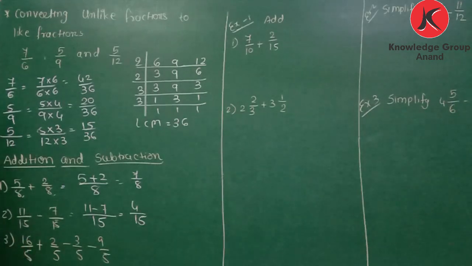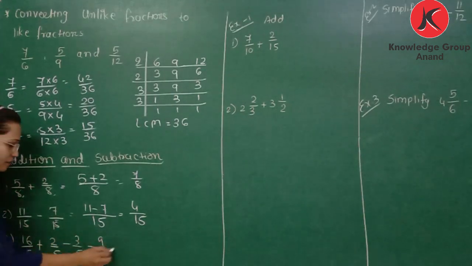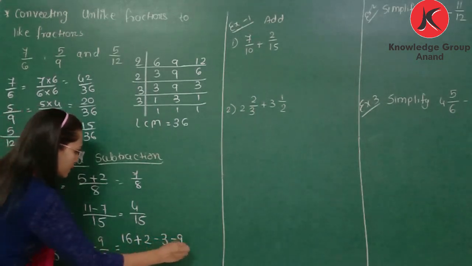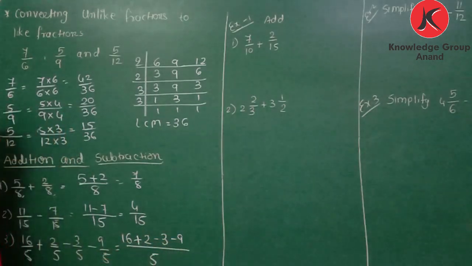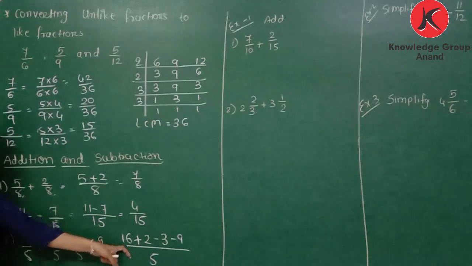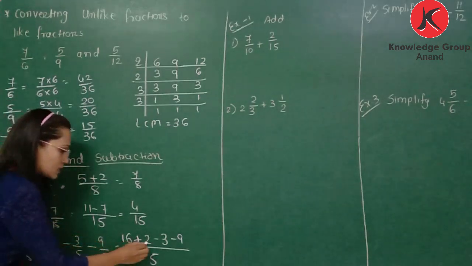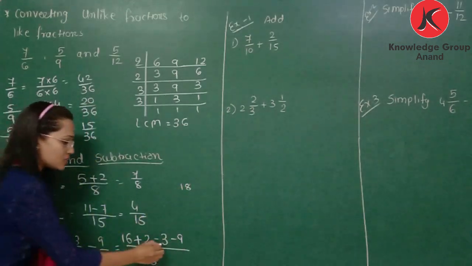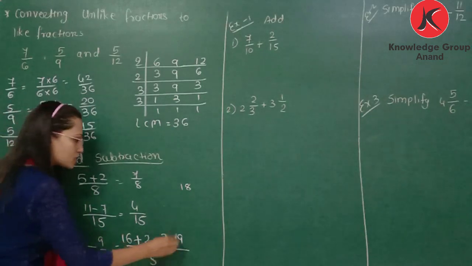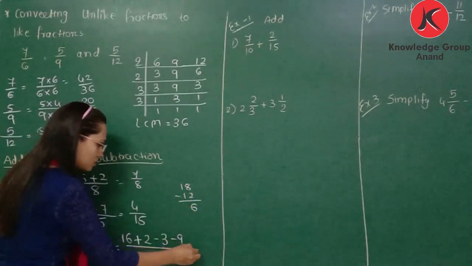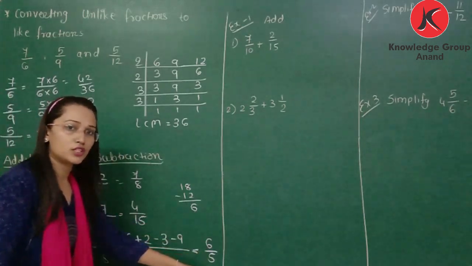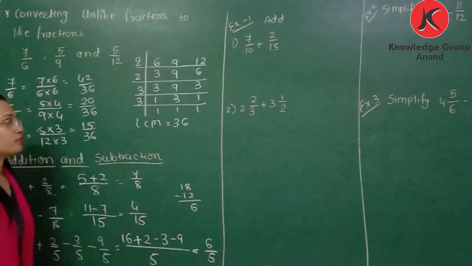Then this kind of example can also be given, that is 16 by 5 plus 2 by 5 minus 3 by 5 minus 9 by 5. So here you can write 16 plus 2 minus 3 minus 9, divided by 5. As we learned in integers, here you need to do 16 plus 2, that is 18, and minus 3 minus 9, addition of these two numbers, so it is minus 12, so the answer is 6. So 6 by 5 will be the answer. You can convert this into a mixed fraction by dividing 6 by 5.